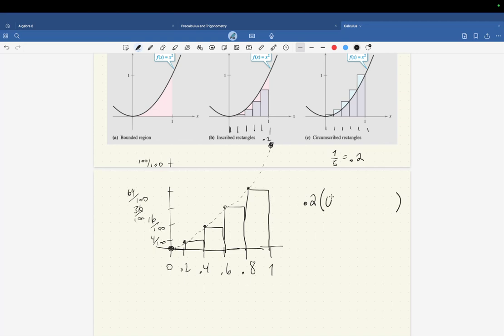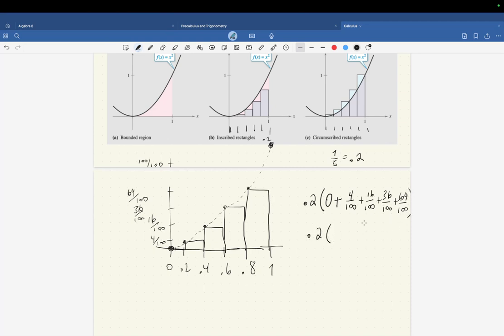That's a 0. So the height of the first rectangle is 0, plus 4 over 100, plus 16 over 100. So that's 1, 2, 3. And we have 36 over 100. Looks like I need a little more space here. And then at the end, we're going to have 64 over 100. Okay.